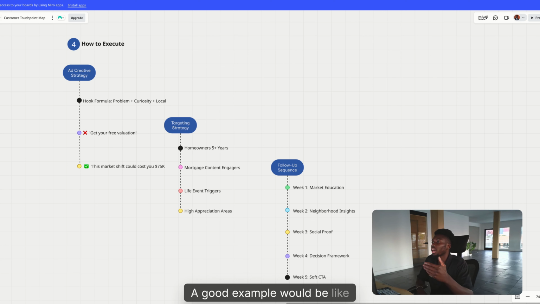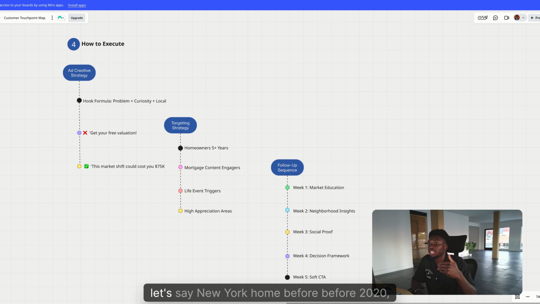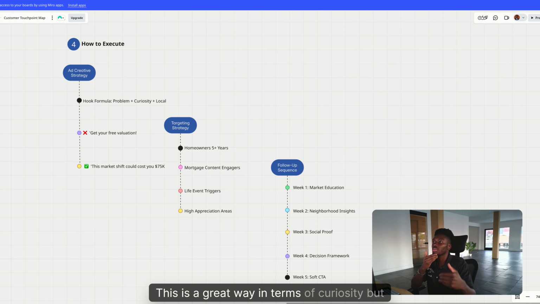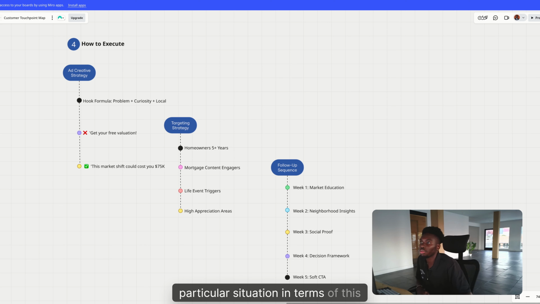A good example would be: if you bought your New York home in 2020, this market shift could cost you $75,000. That's a good way to bring curiosity and a little bit of urgency. It makes you think, oh, that's interesting, I did buy my home around 2020. Okay, maybe I should look into why this could potentially cost me $75K. This is a great way to create curiosity while opening up the conversation with people in that particular situation.